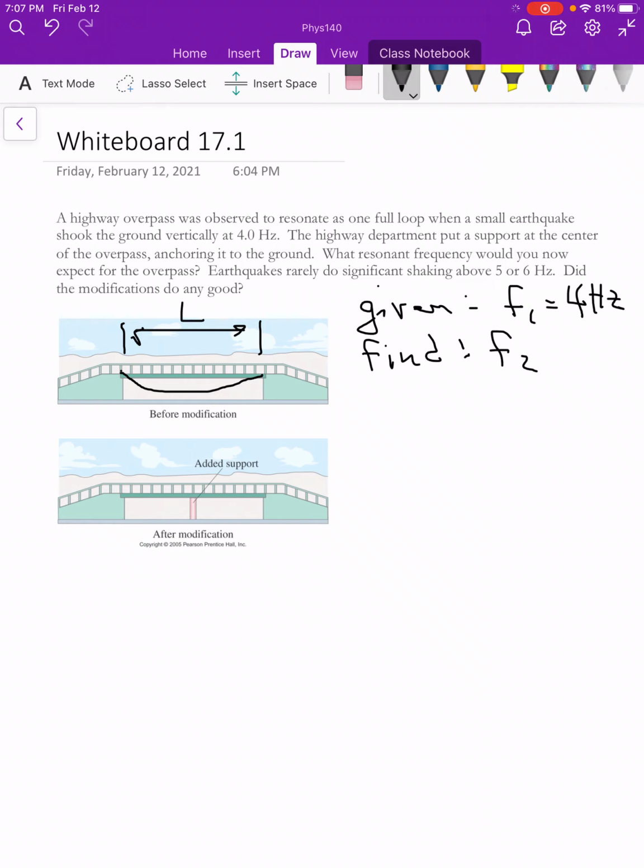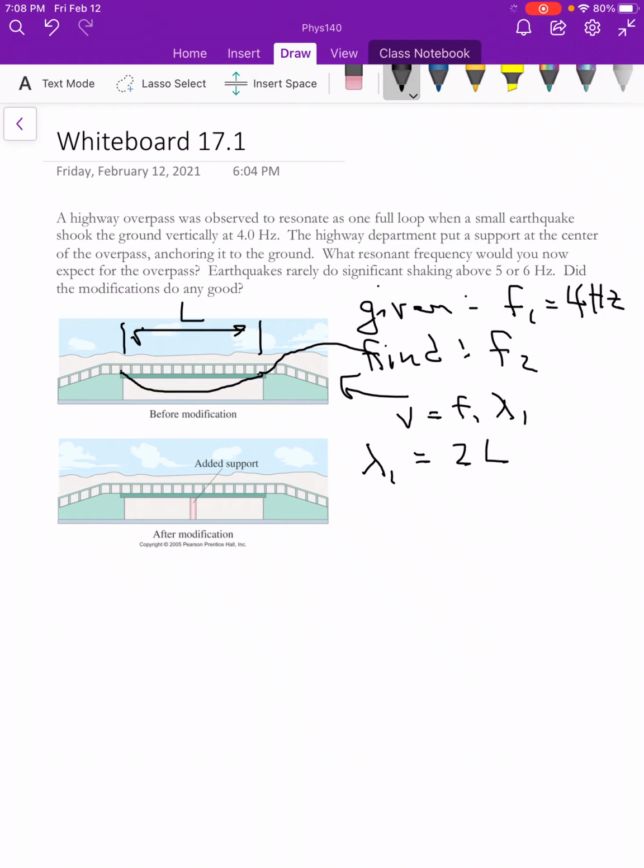And so for this first example, our original, we know that V is equal to F1 times lambda 1. And in this example, lambda is the wavelength. My full wave would look like that. So lambda is going to equal 2L. When an earthquake shakes the ground, the velocity is the same. So in both cases, the velocity is the same.